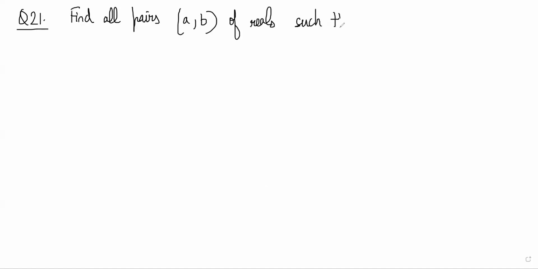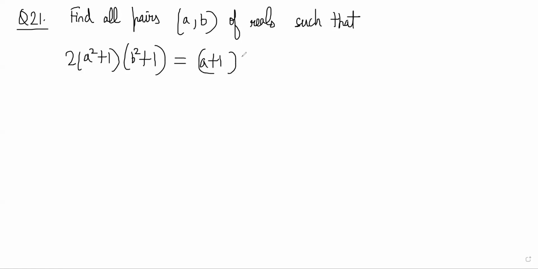Question 21. Find all pairs a comma b of real numbers such that twice of a square plus 1 times b square plus 1 is equal to a plus 1 times b plus 1 times ab plus 1.